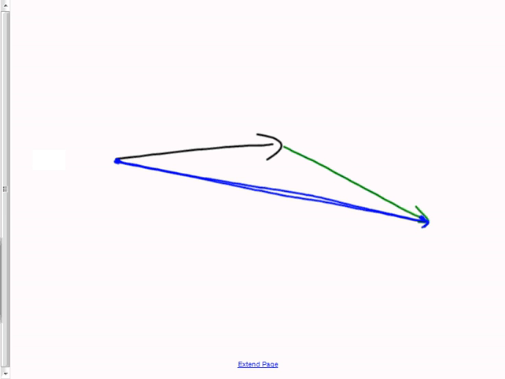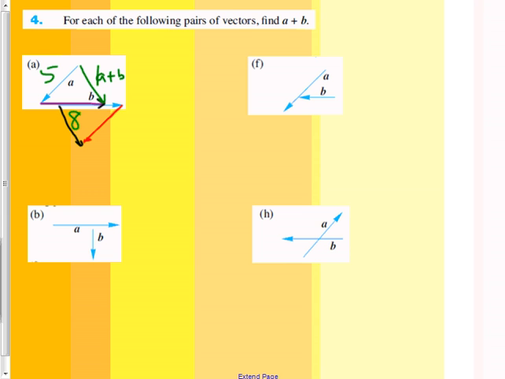Whoa! Somebody get out the paper towels. But that's way above our pay grade. We're going to be sticking to adding little things like this together.